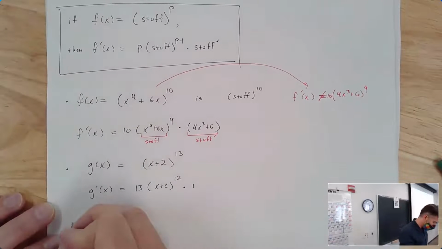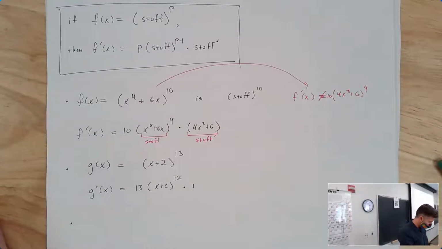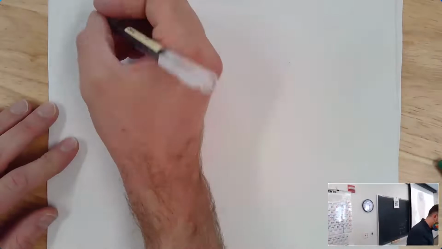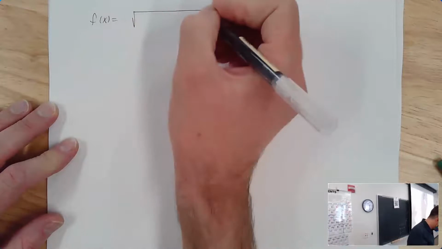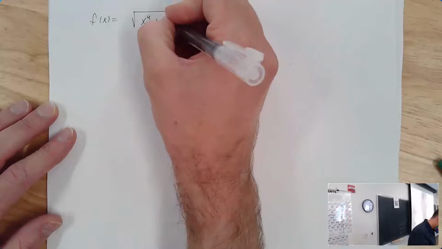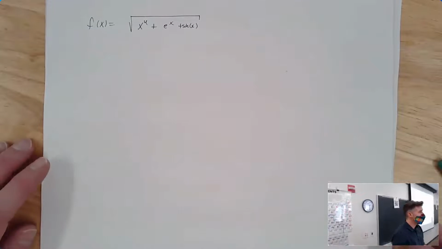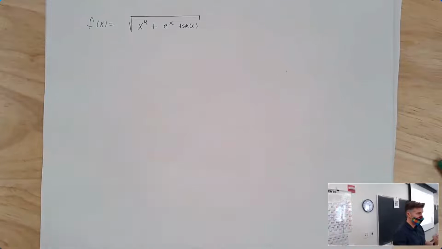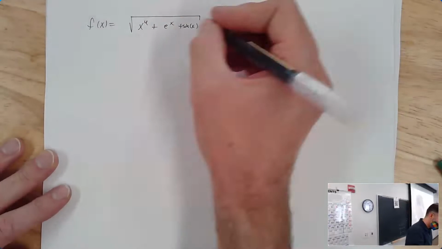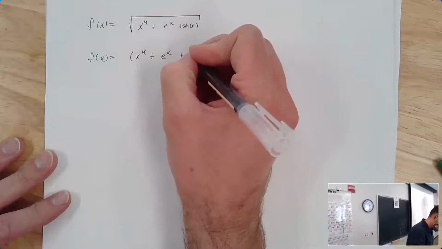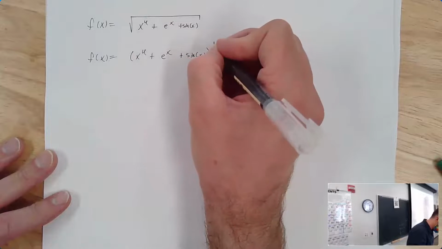Let's say my function, let's use another page. Let's say we had f of x equal to the square root of x to the 4th plus e to the x plus sine of x. Before I do anything, I'm going to rewrite that as a power. When you're dealing with radicals and taking derivatives, it's almost always in your best interest to write it as something to a power versus the square root or the cube root or whatever. So let's rewrite this. It's still f of x. It hasn't changed yet. It's x to the 4th plus e to the x plus sine of x, all raised to the positive 1/2 power.